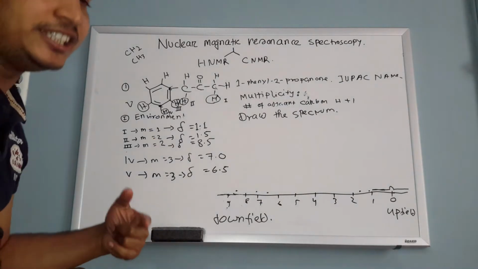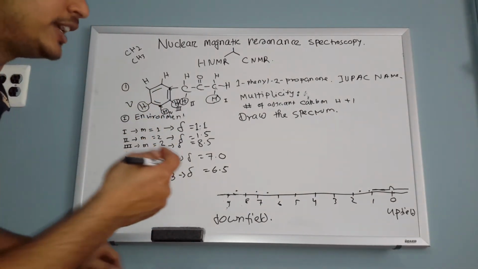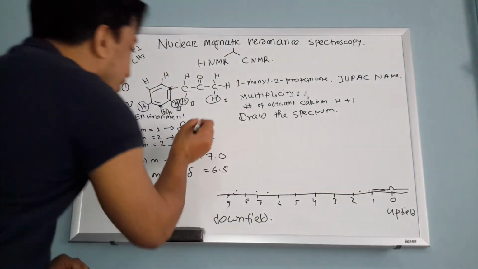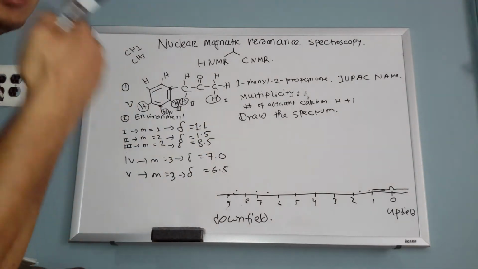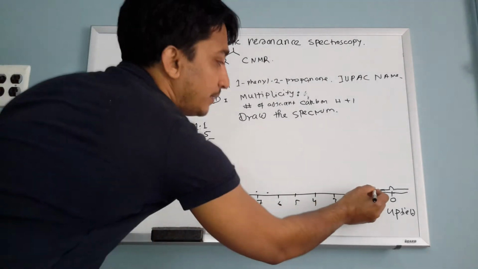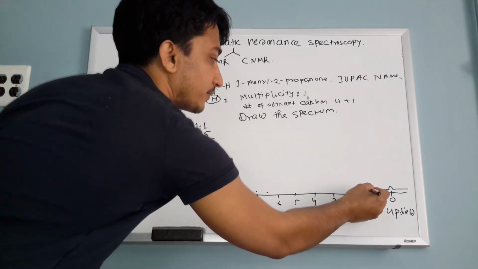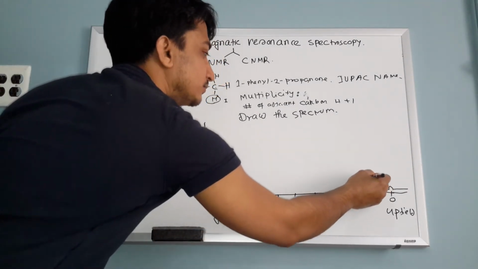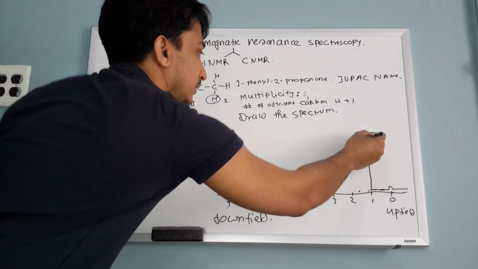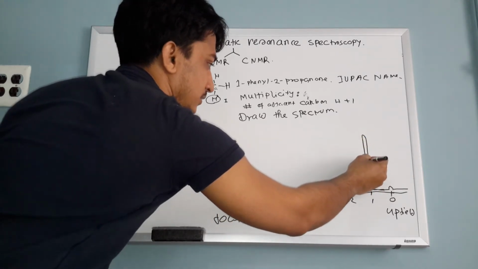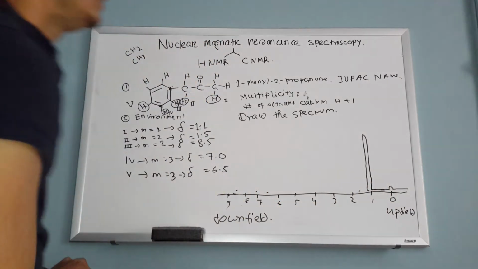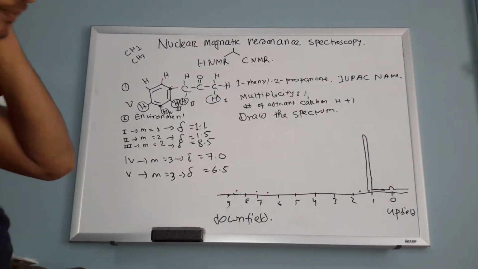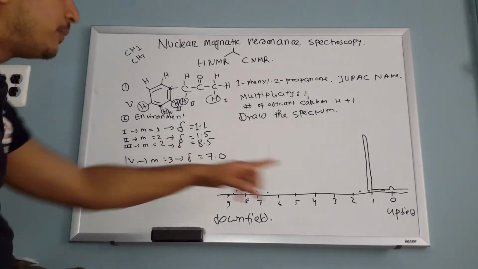Because of multiplicity you can say how many peaks are going to be there, and 1.1 has a singlet multiplicity, so how many peaks? 1 peak. So 1 peak means this is your singlet. Okay, this is the multiplicity of this one peak.